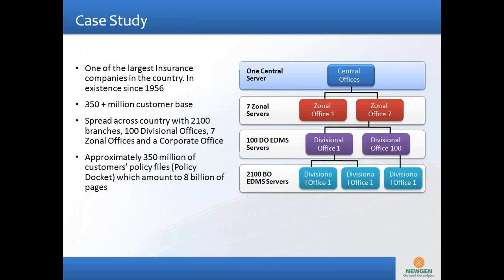So the case study that I am covering today is for a very large enterprise, and this organization is among the largest insurance players in the world. A quick overview of the organizational spread is that it has more than 2,100 branches all across the country, with 100 divisional offices, 7 zonal offices and 1 headquarters. They have about 350 million customers and customer files, which amounts to 8 billion documents.